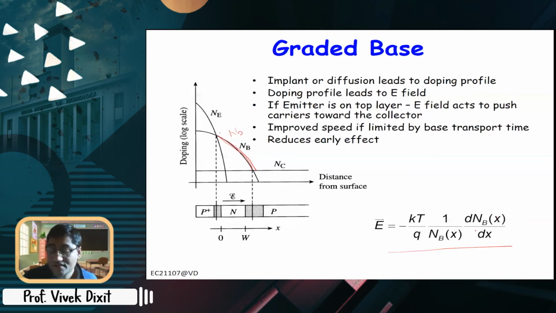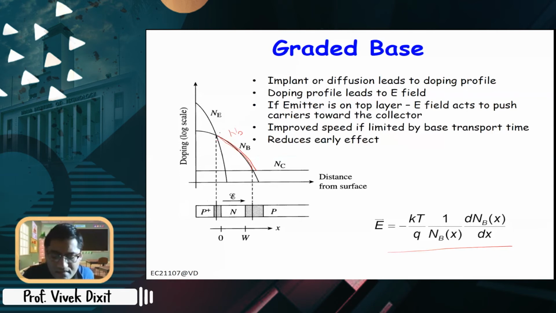And if it is doped with acceptors, then you will have a plus sign here. And if it is doped with donors, you have a negative sign here.